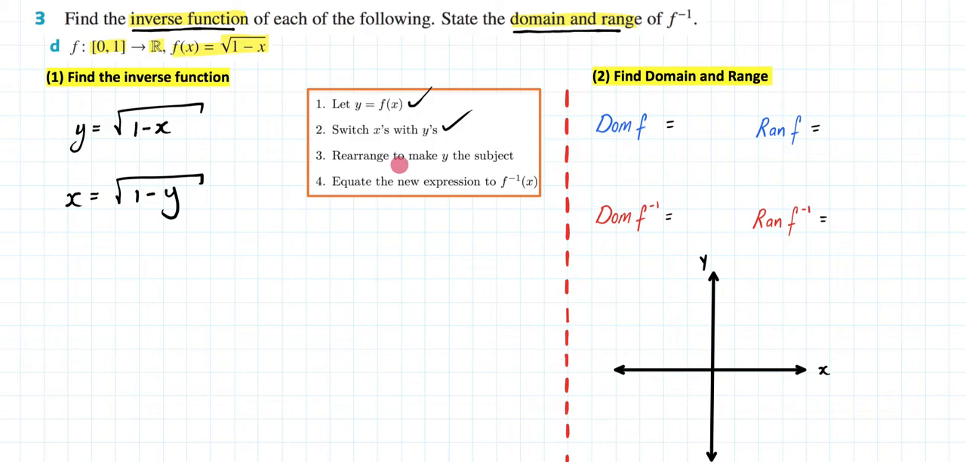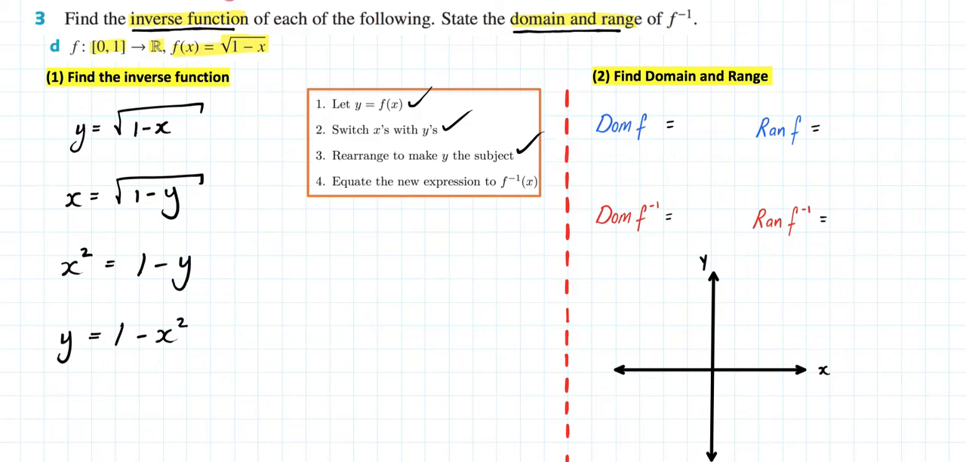Next, I'm going to rearrange to make y the subject. At the moment, x is my subject, so let me do some rearranging. I'm going to square both sides to get rid of this square root, so I'm going to get x squared equals 1 minus y. To make y the subject now, I'm going to do a nifty little trick, which is I'm going to plus y to both sides and minus x squared to both sides. So now y is my subject. Let me give that a tick.